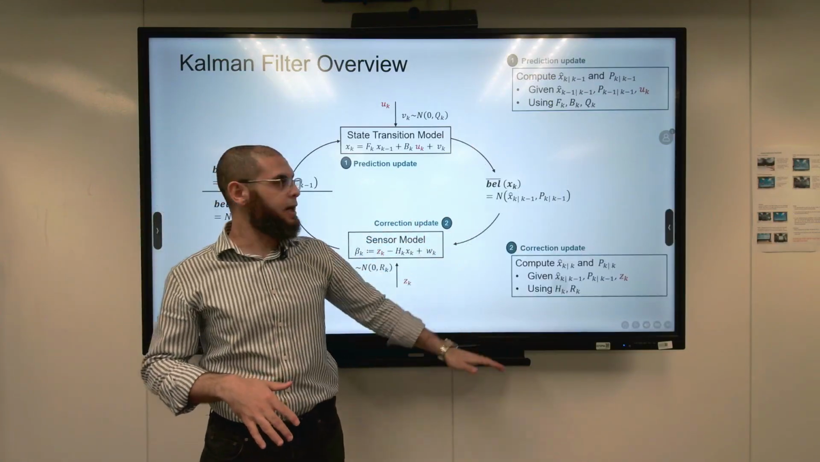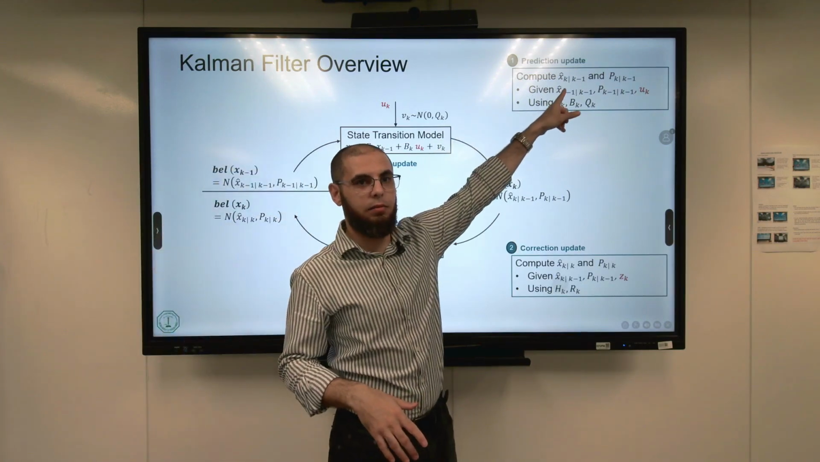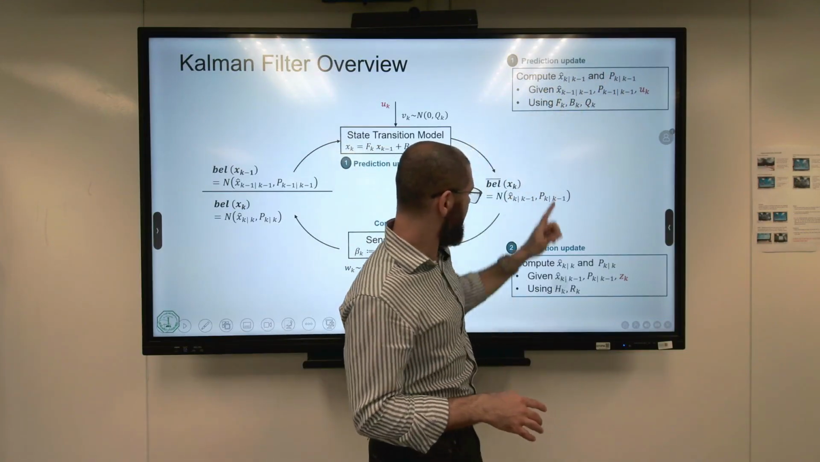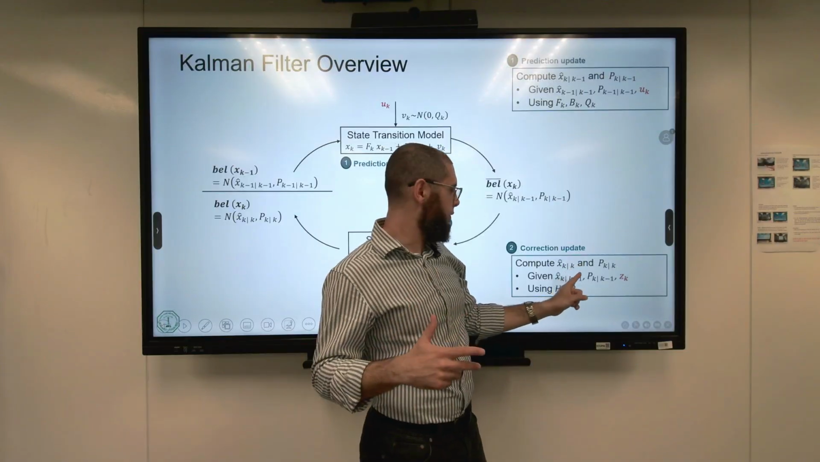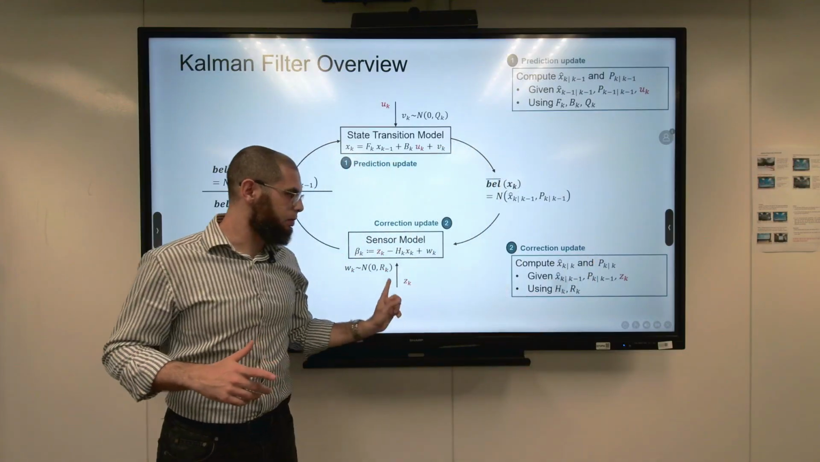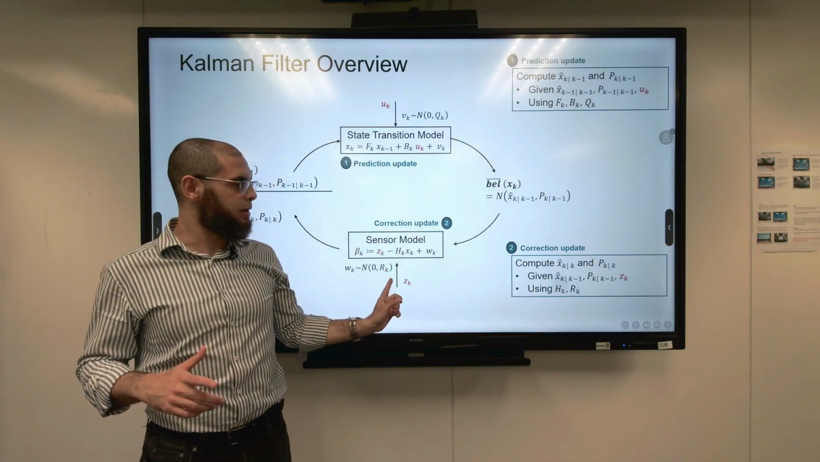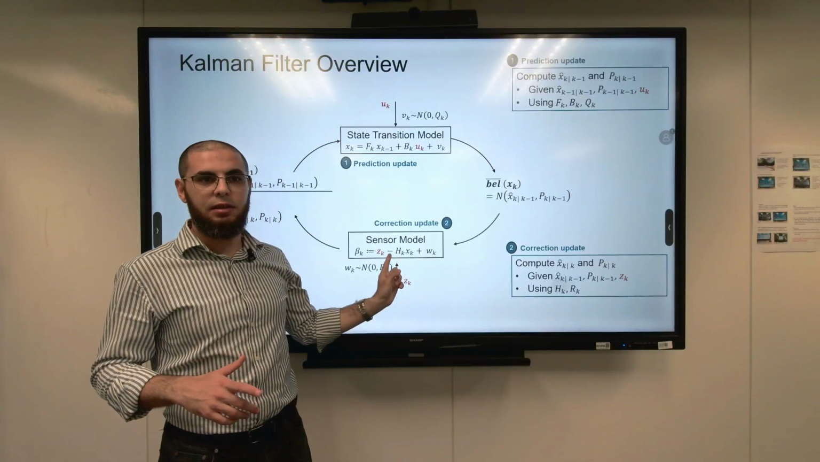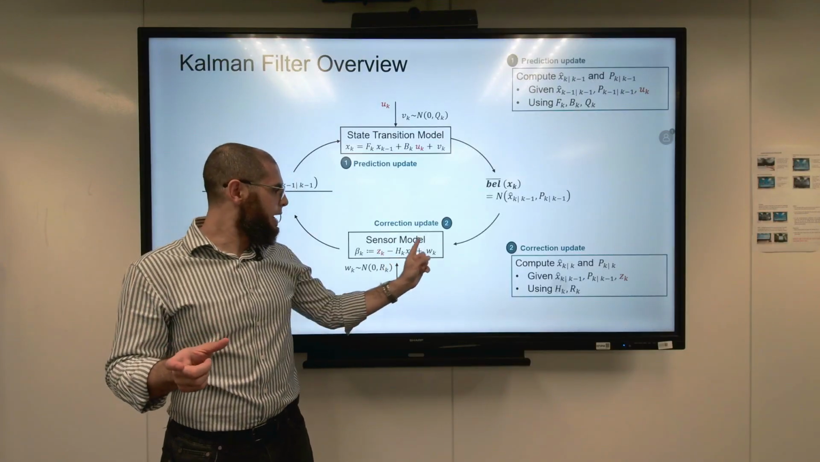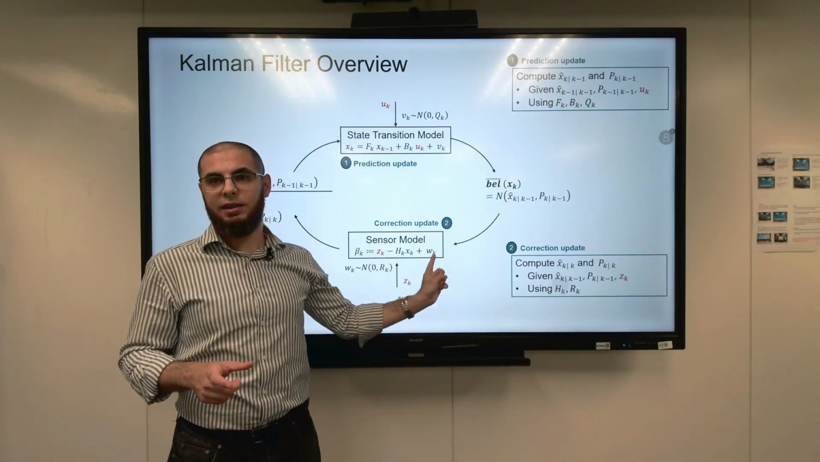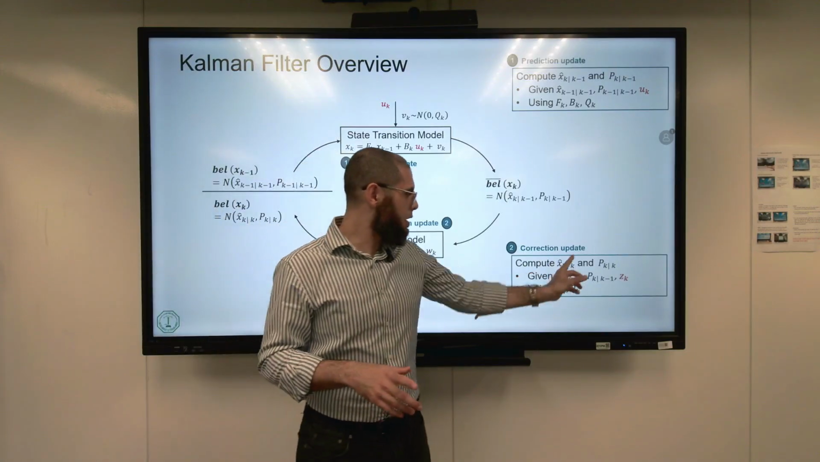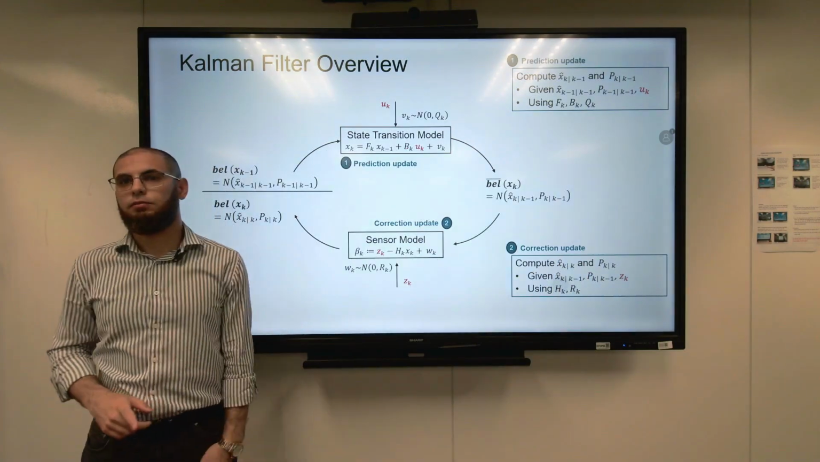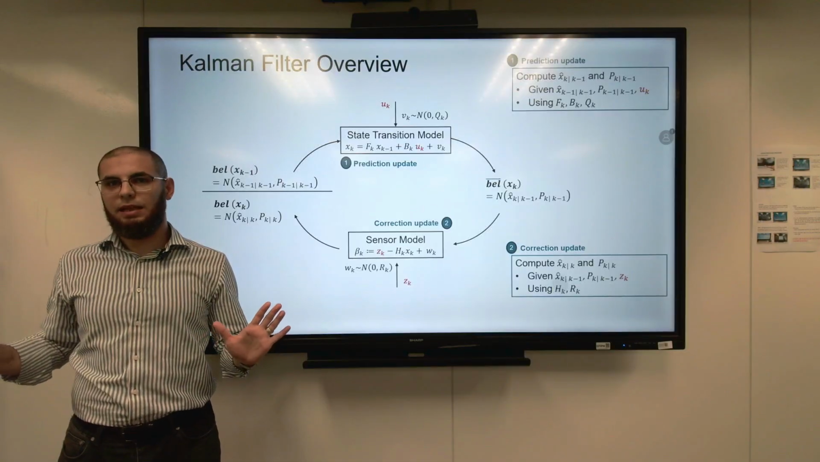For the correction update, I take the mean and the covariance I calculated here, which is after the update. Then I use extra stuff. I use also the ZK, which is the exteroceptive measurement. I use the HK, which appears in the measurement model. And I use the RK, which is the covariance of this noise variable. Using all of these five pieces of information, I'll be able to calculate the mean and the covariance of this Gaussian. This is the whole Kalman filter algorithm. That's the story of the Kalman filter algorithm.